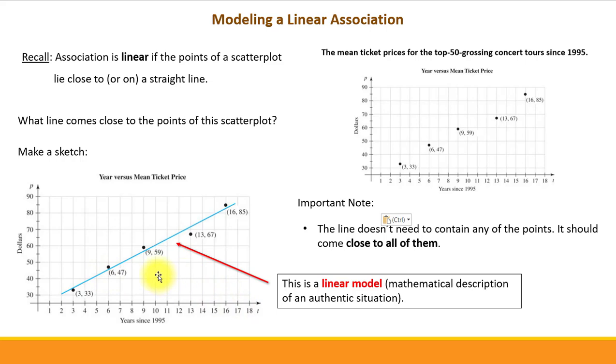Why do we need a linear model? We need it to make predictions and estimations because, as you can see, we only have 1, 2, 3, 4, 5 points in the data set. It means that we know the mean ticket price only for 5 specific years. But what if we want to know the mean ticket price for the 50 biggest concerts for other years? Well, that's where the linear model comes in handy. Let's see how this works.